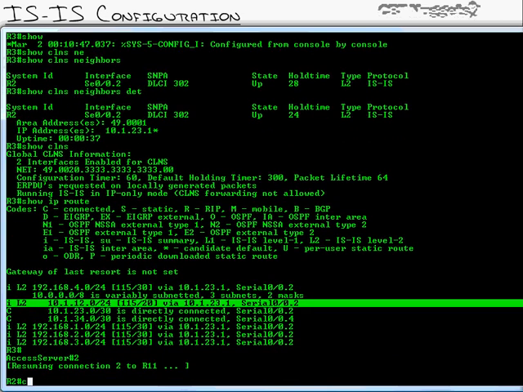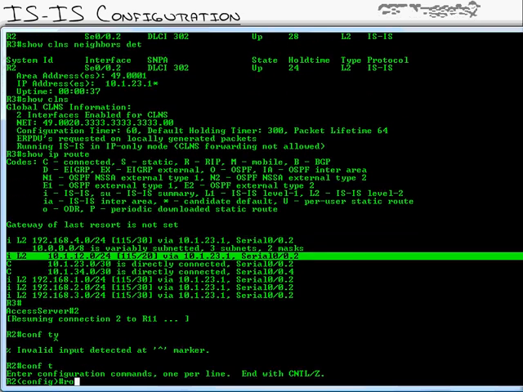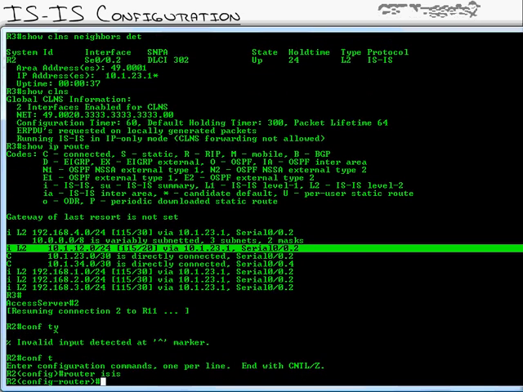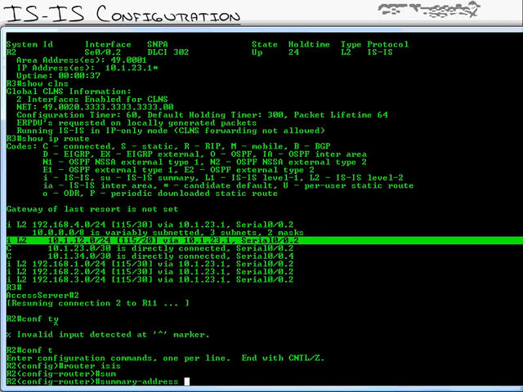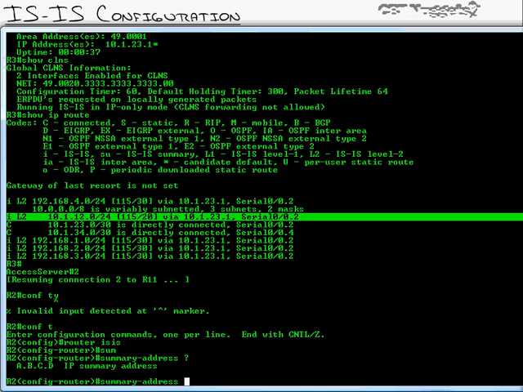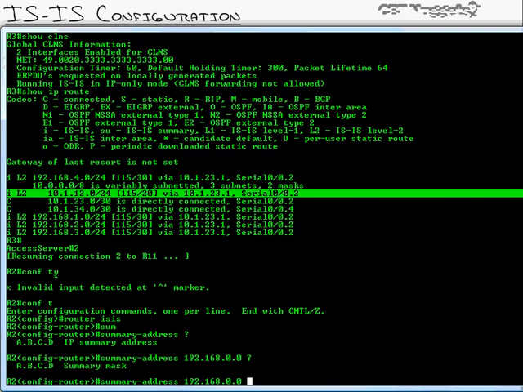Jump back here to router 2. I'm under the router ISIS process. Now underneath here, I'm going to use the command summary-address. There's no multiple commands like there is in OSPF, one for the ASBR and one for the ABR. Just one command here, summary-address, and what we want the summary address to be. I'm going to do some lazy summarization, so forgive me. I'll do 192.168.0.0 with a subnet mask of 255.255.0.0, not a wildcard mask.